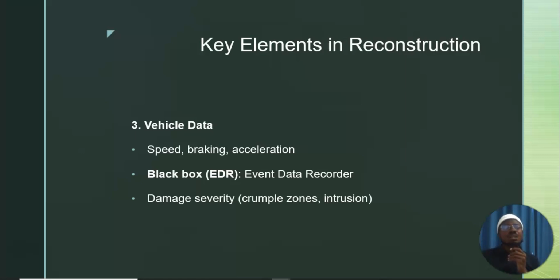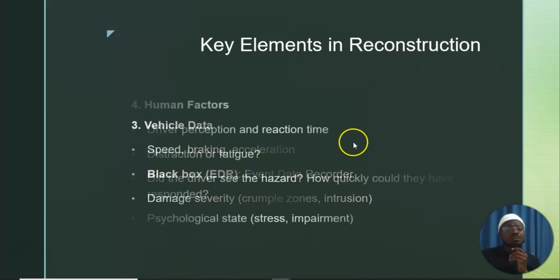And we have some vehicles now that have a camera in them which records every activity of the vehicle on the road. So some of these cameras or recorders can be taken into consideration when we're looking into the vehicle data, to know what led to the accident, by studying the EDR or the camera in the vehicle at that time. Then we have the damage severity, which is also another key element under the vehicle data.